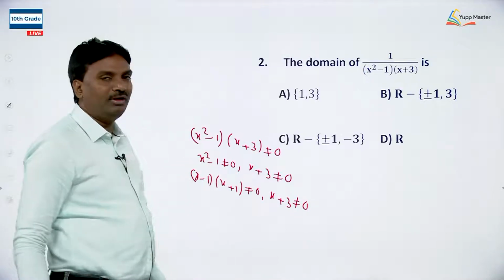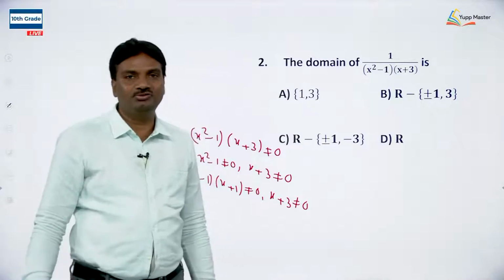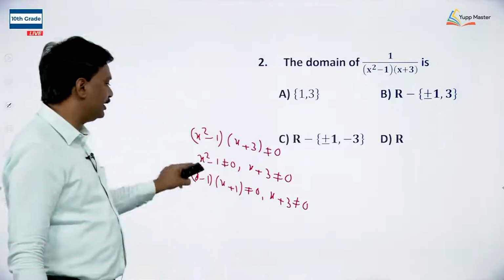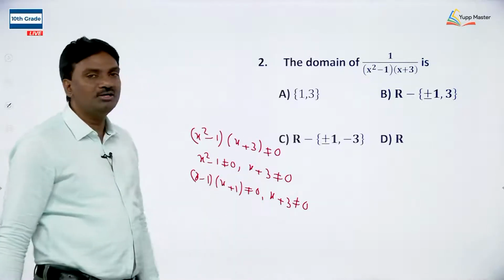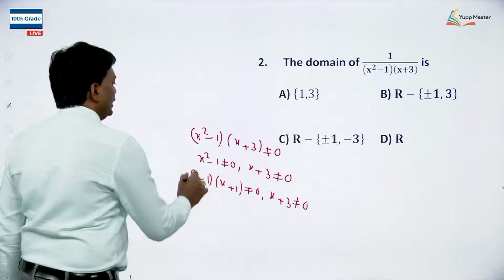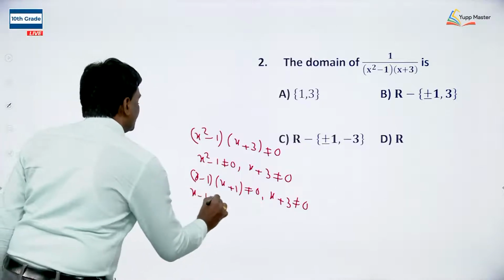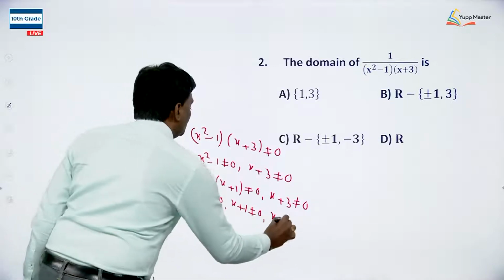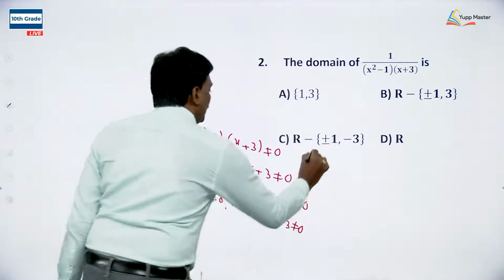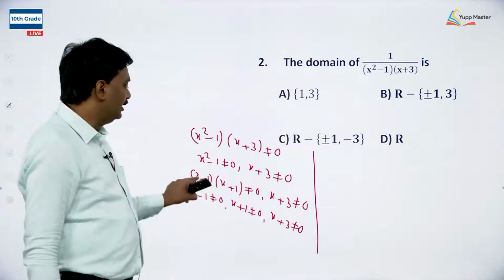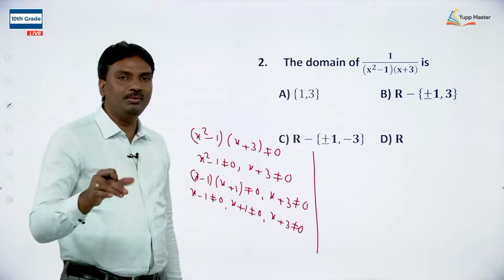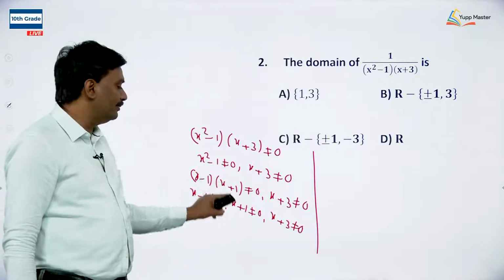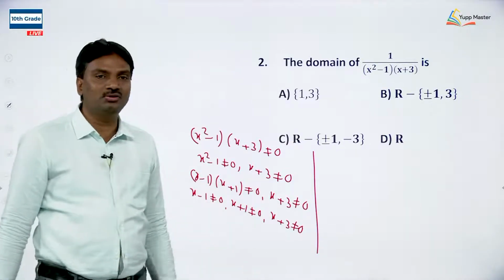Here x square minus 1 is in the form of a square minus b square. We know a square minus b square equals a minus b into a plus b. So x minus 1 into x plus 1 not equal to 0, x plus 3 not equal to 0. Again we can write x minus 1 not equal to 0, x plus 1 not equal to 0, x plus 3 not equal to 0. Here x minus 1 into x plus 1 not equal to 0 means both must be not equal to 0, and x plus 3 is also not equal to 0.